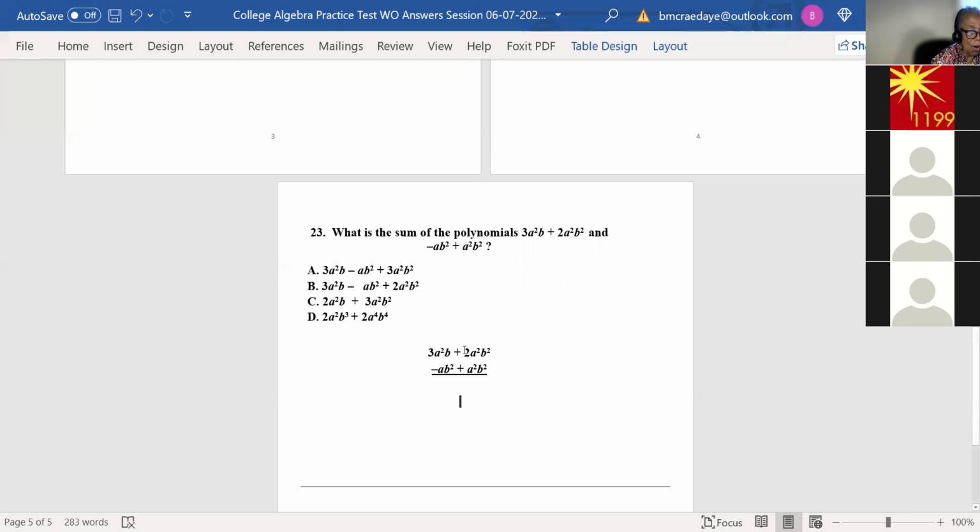So these two are alike, so you can add these up, right? Where are you getting 4 from? It's 3a, sorry. It's 3a squared b squared. Yeah, I forgot the a is 1.